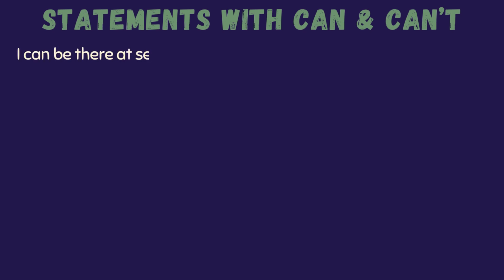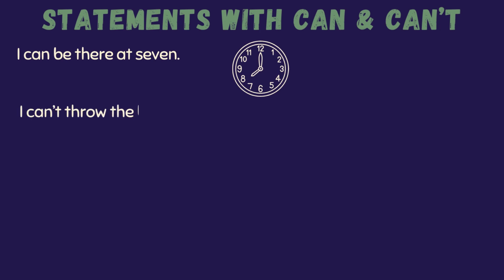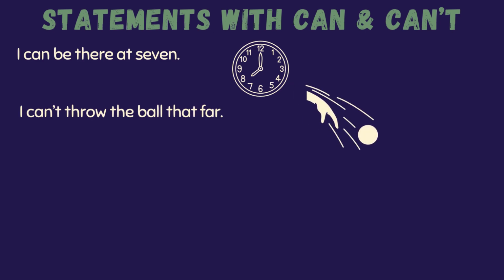We also use can or cannot in statements to talk about permission or ability. I can be there at 7. This means I'm able to be there at 7. I can't throw the ball that far. This means I'm not able to throw the ball there.